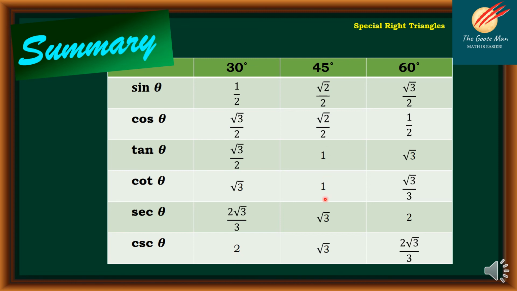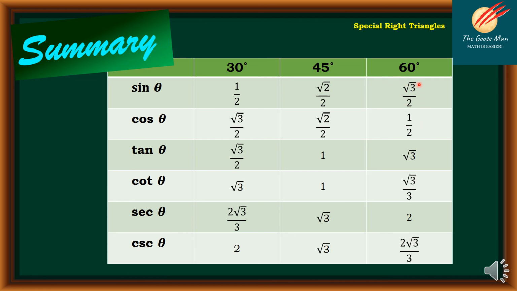On the other hand, if we have 45 degrees, the sine 45 is equal to square root of 2 over 2, which is the same as the cosine 45 degrees. As well as for the tangent, 45 is equal to 1, which is the same as your cotangent 45 degrees. And this is the same also as the secant 45 degrees and cosecant, which is equal to square root of 2.